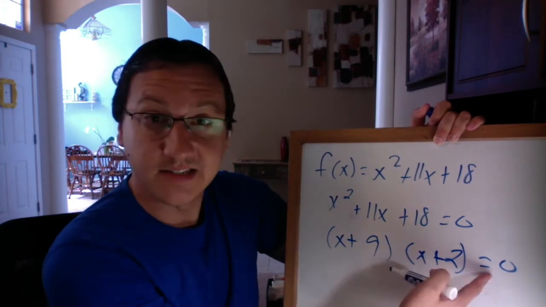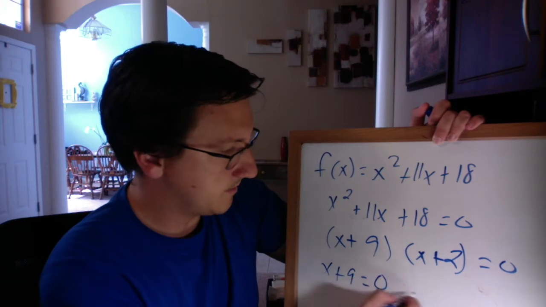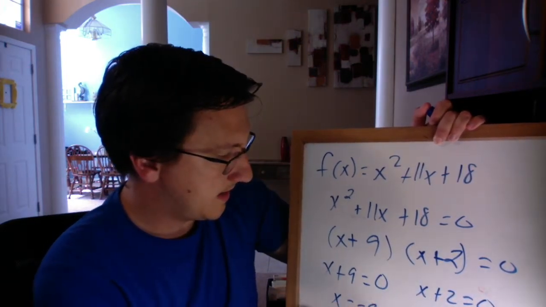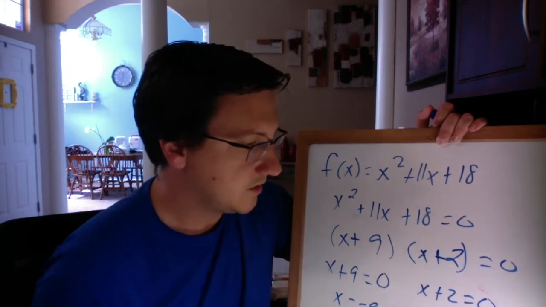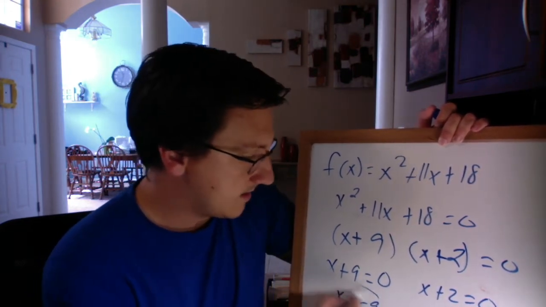And then because it's set to 0, I'm going to set both of these parentheses to 0. And then that'll give me -9, and that will give me -2. So the answer for number 30 will be -9 and -2.